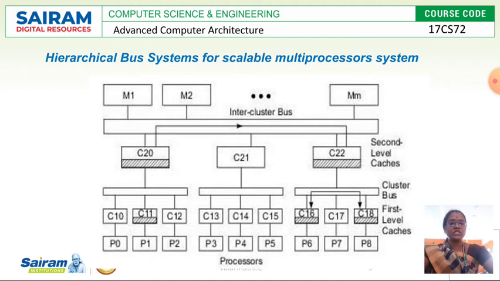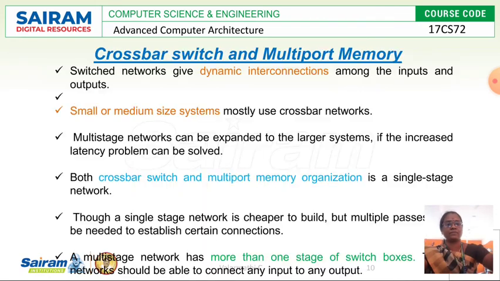Here P0, P1, P2 share the M1 memory. Similarly, P3, P4, P5 may share the M2 memory. But these memory communications are done with the help of the intercluster bus. So this is what happens in a hierarchical bus system. Here the hierarchical bus system is a static network connection, where the connection will not be changed. It is a permanent connection.